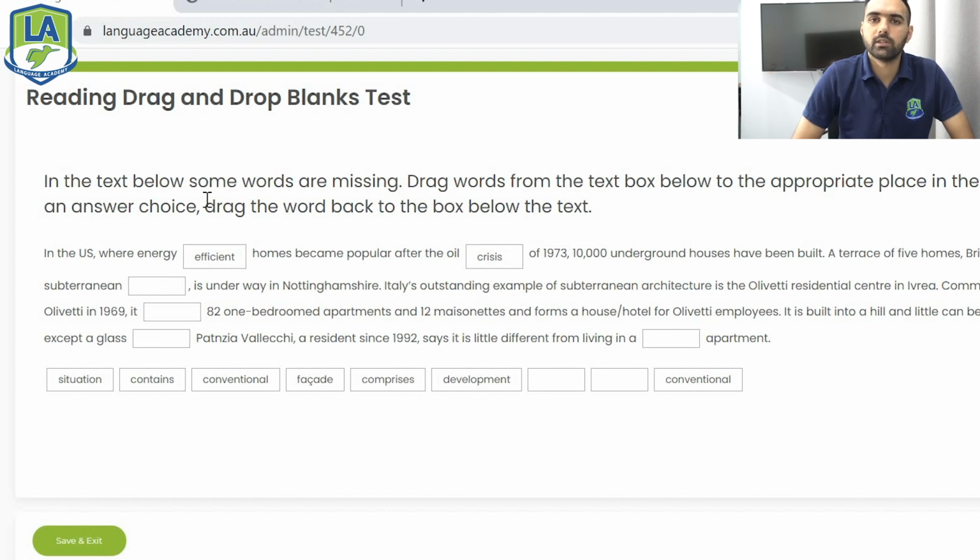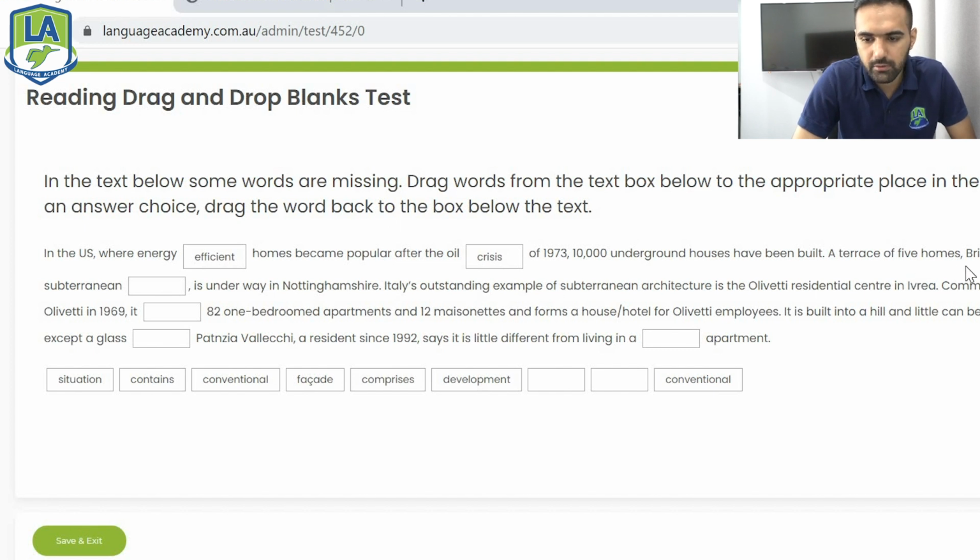Oil crisis means whenever there's shortage of oil or oil prices go very up, you can't really afford it. That is referred to as oil crisis. So after the oil crisis of 1973, the energy efficient homes became popular in the US.